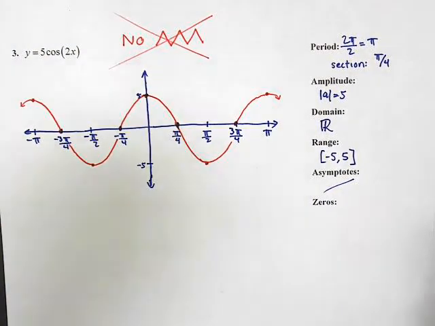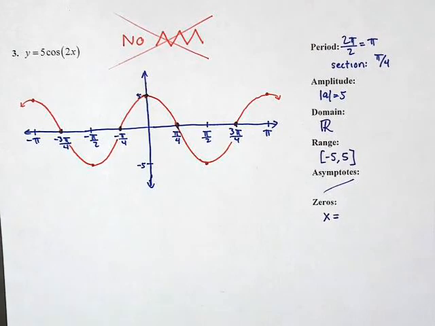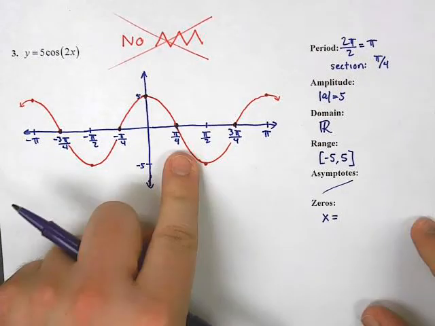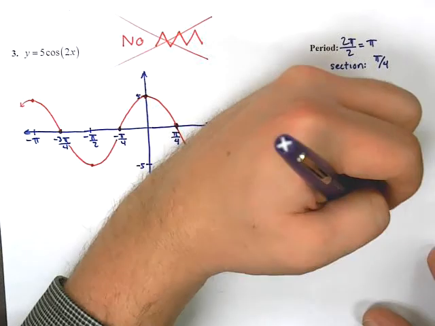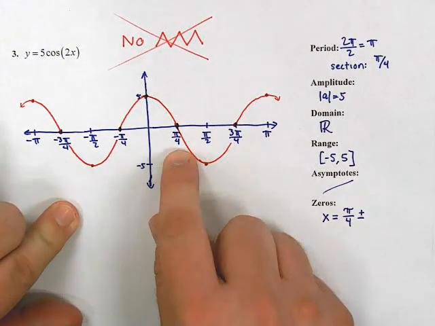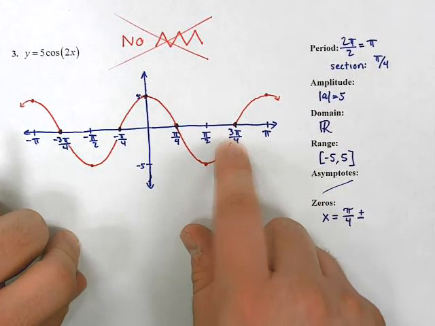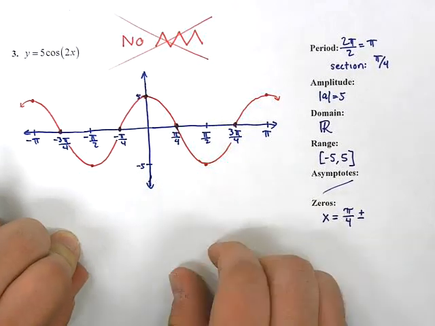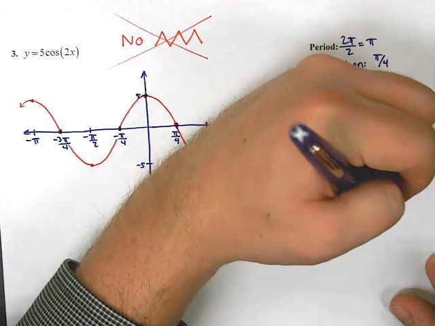And then zeros. We need to know x equals, and we need to know basically what the first zero is, and then the space between the zeros. My first zero that I graphed here was pi over 4. So I start at pi over 4. I know I'm going to add or subtract the distance between the zeros. So from pi over 4 to 3 pi over 4, maybe you can do that one in your head, right? Take away pi from 3 pi, that's 2 pi over 4, or pi over 2.